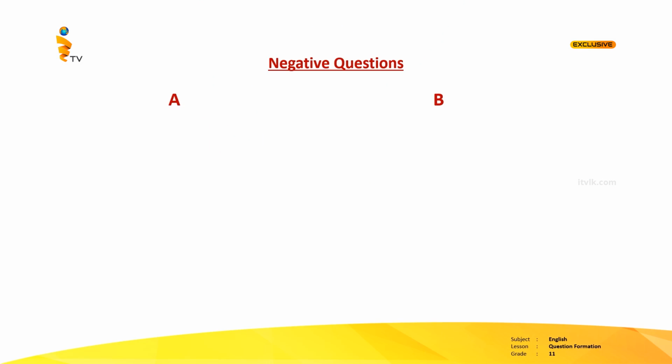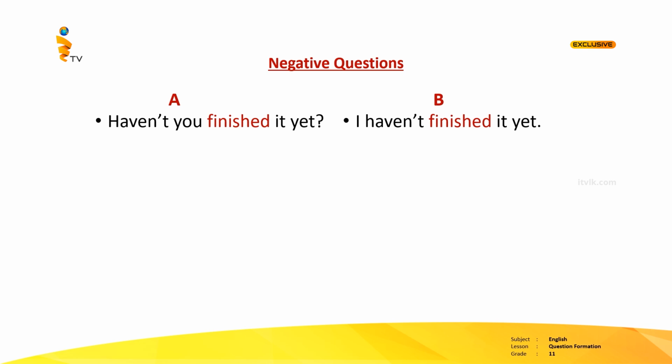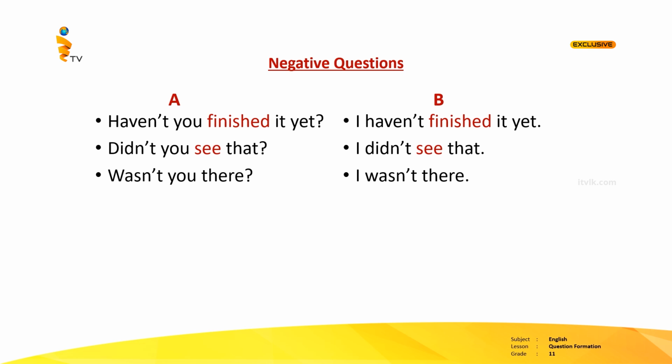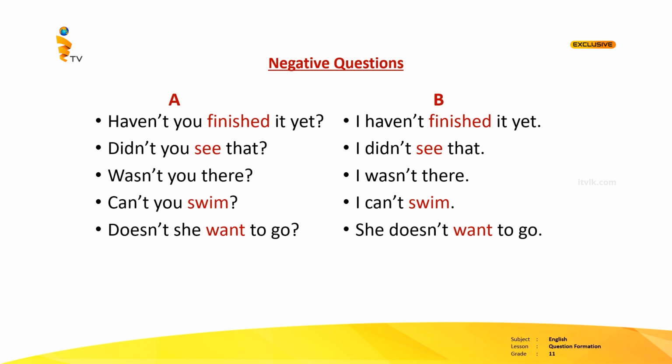What about negative questions? Side A, you have a set of questions, and side B, you have a set of answers. Just have a look at the first question. Haven't you finished it yet? I haven't finished it yet. Did you see that? I didn't see that. Wasn't you there? I wasn't there. Can't you swim? I can't swim. Doesn't she want to go? She doesn't want to go. Don't you like it? I don't like it.